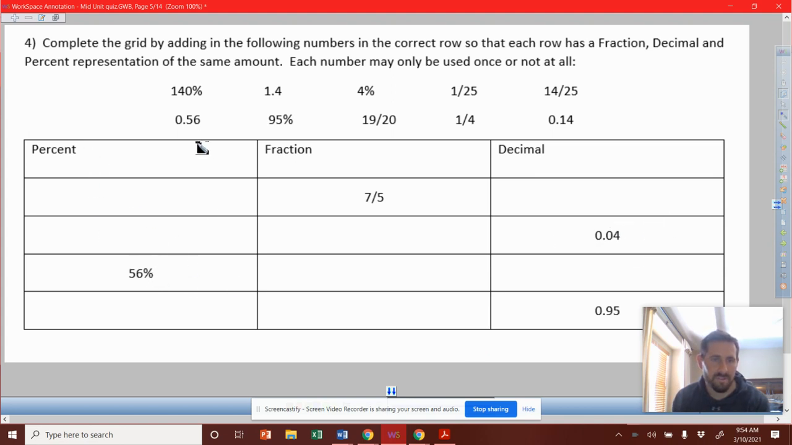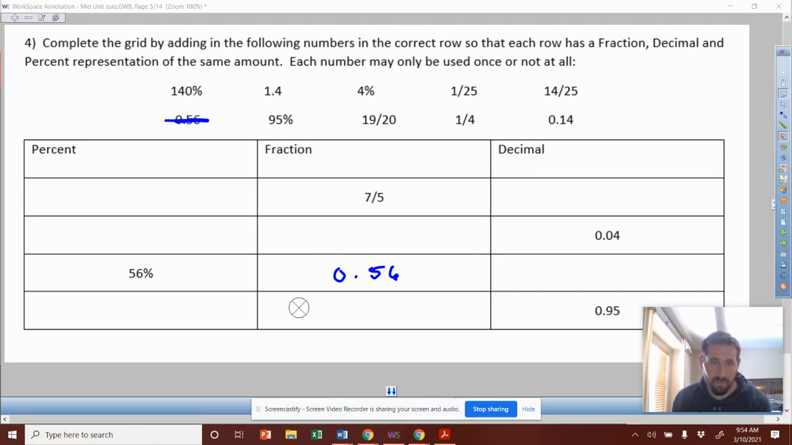We got 56%. Turn that into a decimal, you get 0.56. So we can cross that guy out. Whoops, I put it in the wrong spot. So I put it in the fraction spot. I need to put it over here where the decimal is.